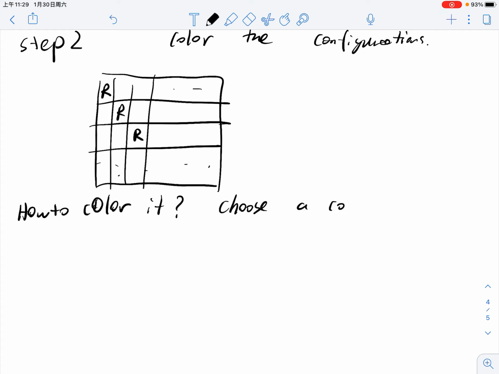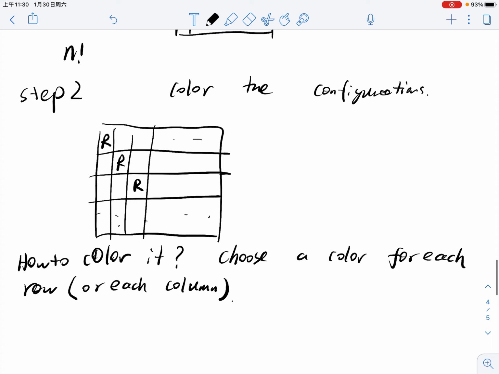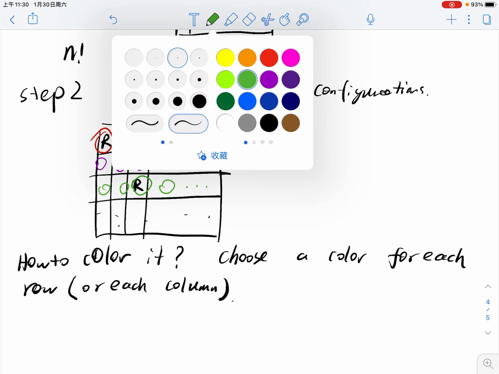Choose a color for each row or each column. And as soon as the rook is on that row, you just color it in by the same color. Okay, then for example, you can choose red for the first row, purple for the second row, and green for the third row, and yellow.